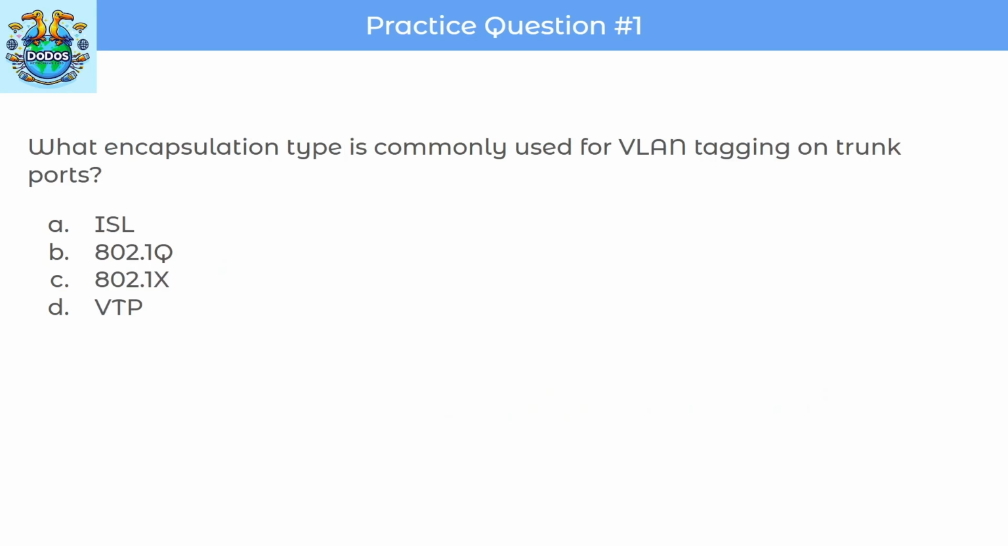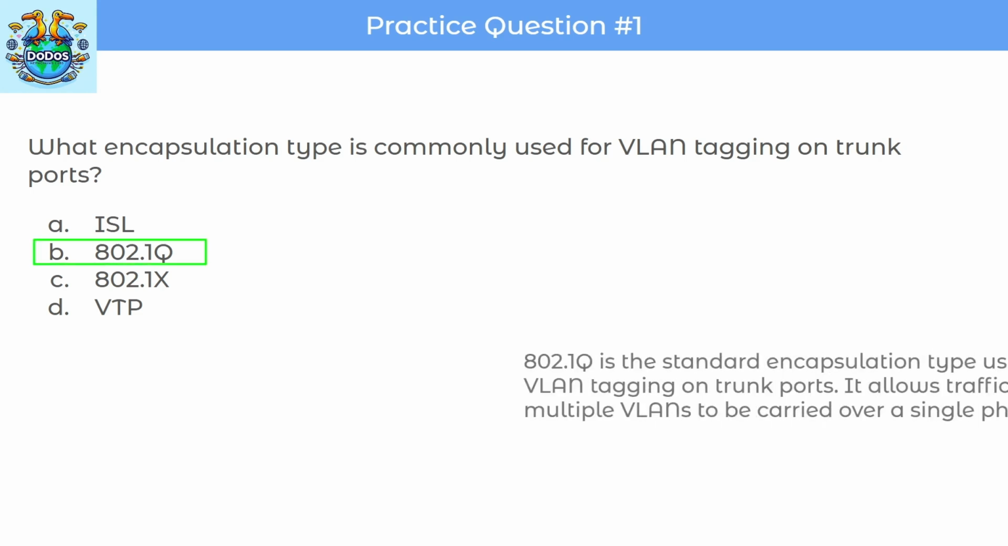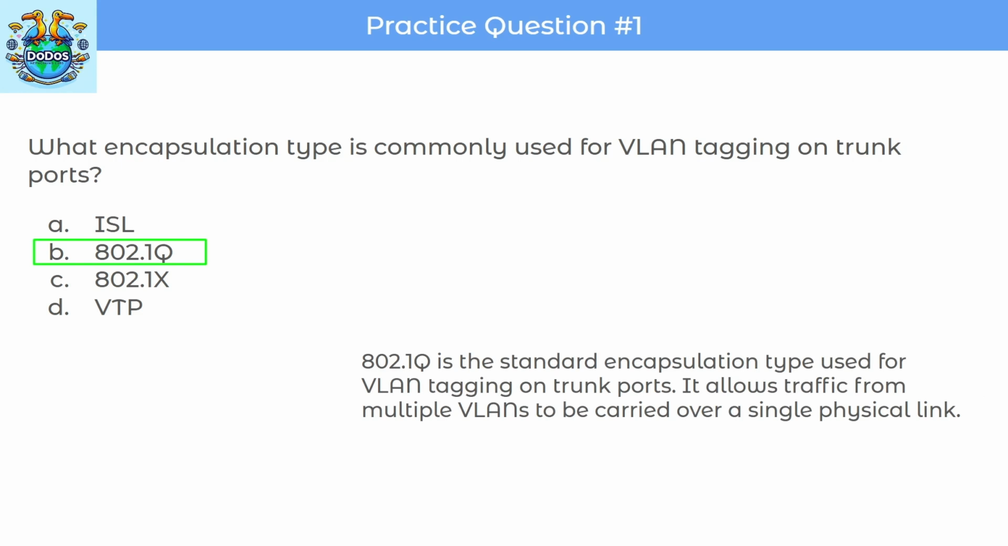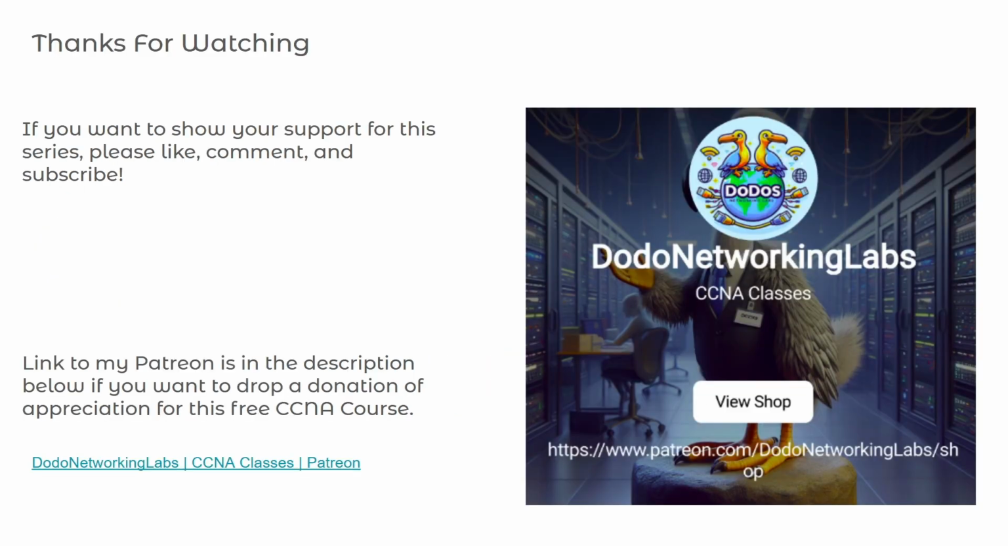Which encapsulation type is commonly used for VLAN tagging on a trunk port? 802.1q, 802.1x, VTP, or ISL? Answer is B, 802.1q. Remember this, you'll need it. 802.1q is the standard encapsulation type used for VLAN tagging on trunk ports. It allows traffic from multiple VLANs to be carried over a physical link.